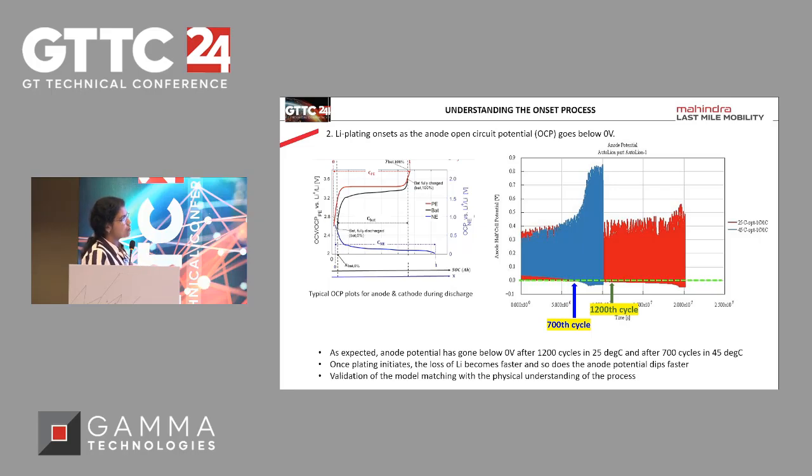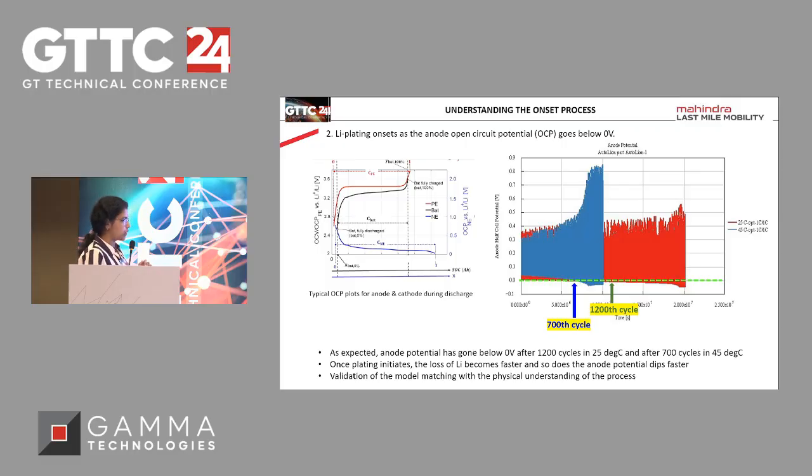We monitored this anode potential in our cycle life simulation also, and we observed that this starts at 700 cycles in the 45 degree case, and 1200 cycles in the 25 degree case. The beauty of this modeling approach was that even though we activated both mechanisms in the beginning, the plating was not working at first. It waited till the anode voltage reached 0 volt, and at that point it started its action.